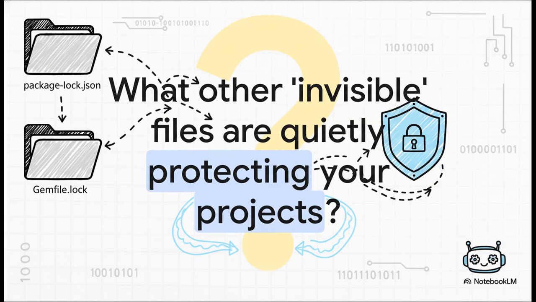And that's pretty much a wrap. But it kind of makes you think, doesn't it? What other invisible files, like package-lock.json or Gemfile.lock, are playing that same role of silent guardian, quietly keeping things consistent and protecting your projects every single day?